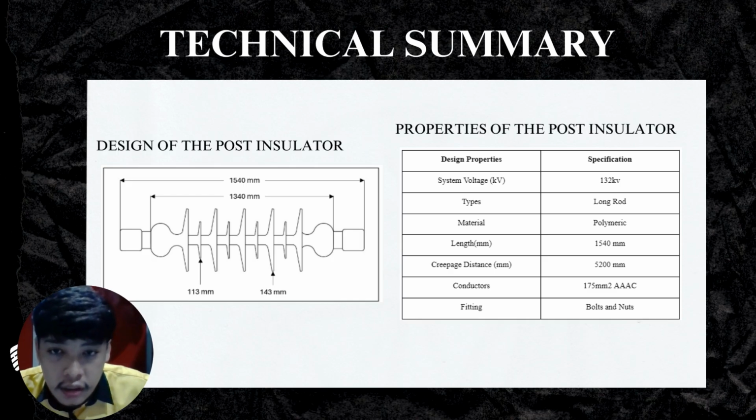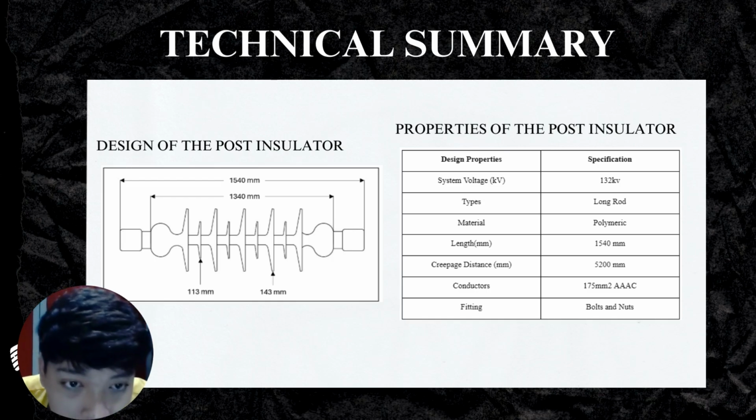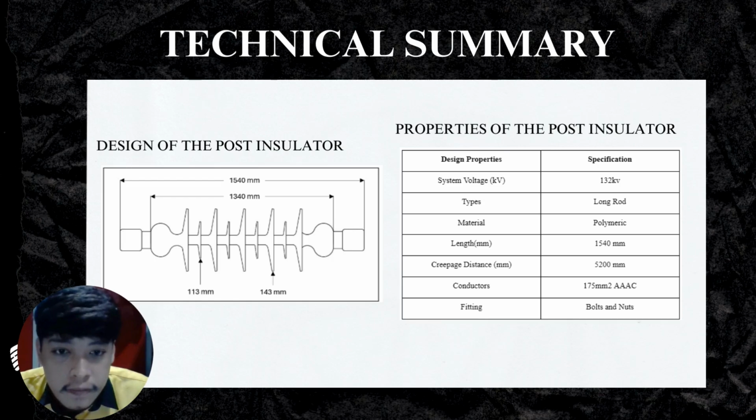So this is our design of the post insulator, as you can see on the left side. For the properties of the post insulator, the system voltage is 132 kilovolt, the type is long rod, the material we use is polymeric, the length is 1540 mm, the creepage distance is 5200 mm, the conductor is 175 mm square AAC, and the fitting is bolts and nuts.